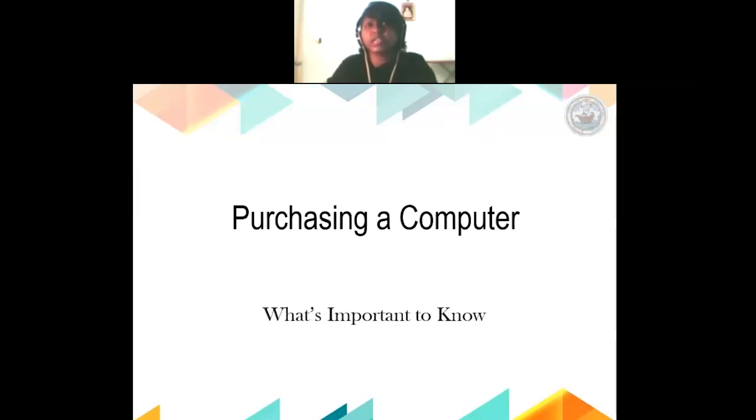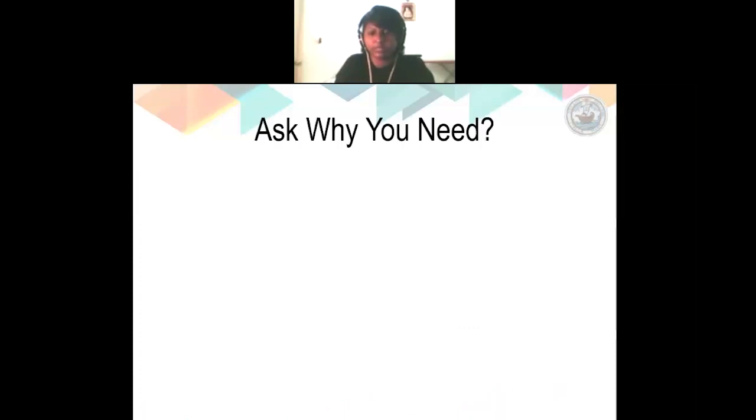So the second topic is on purchasing a computer. Maybe it is quite simple to know, but there are a few nuances that we have to really understand before we think of buying a computer. So I'm just going to list out what's very important to know when we think about getting a new system. First one is you have to have a reason to get it. So there has to be a purpose. Obviously, without purpose, we're not going to get anything.